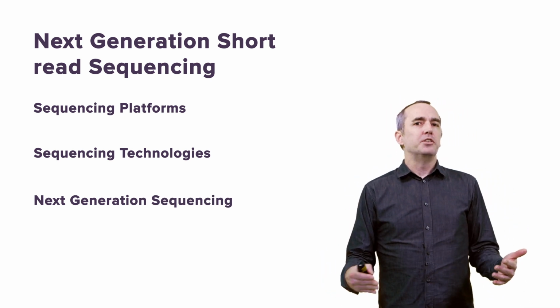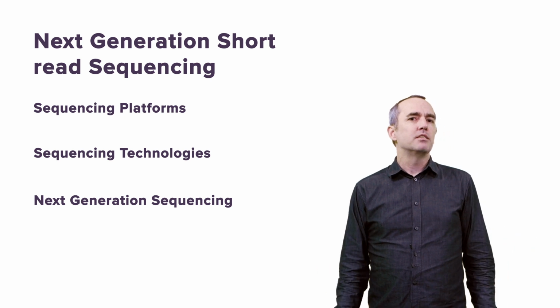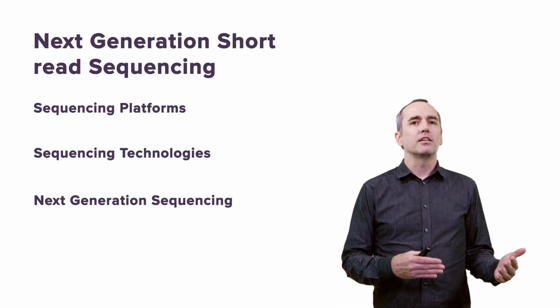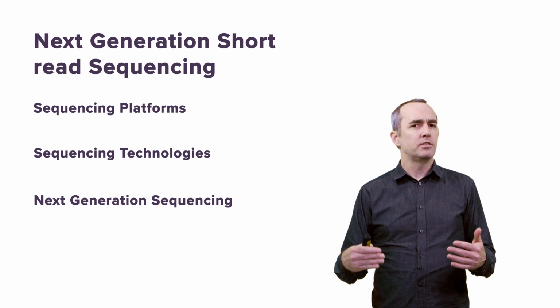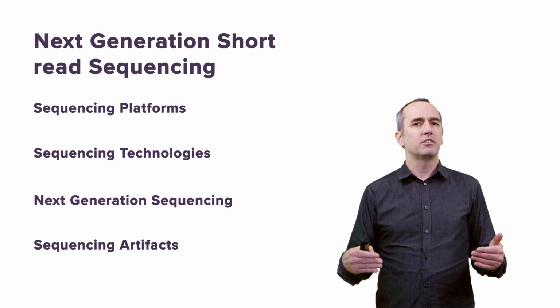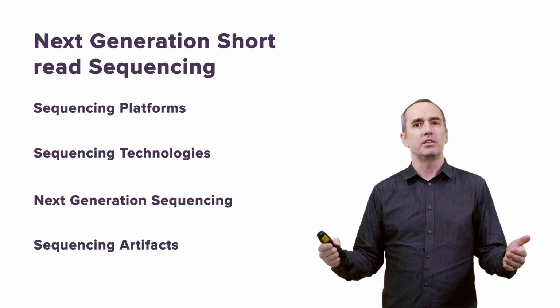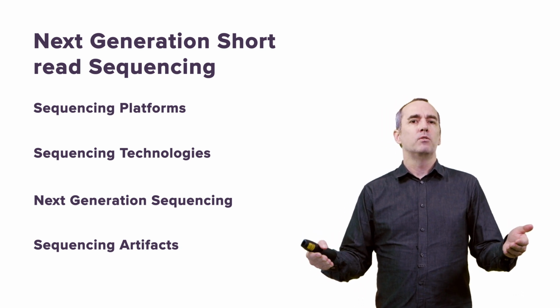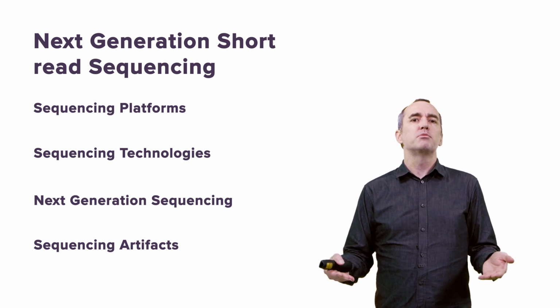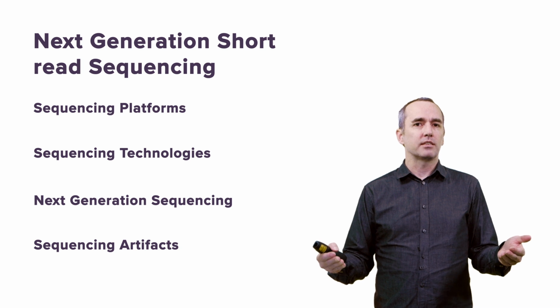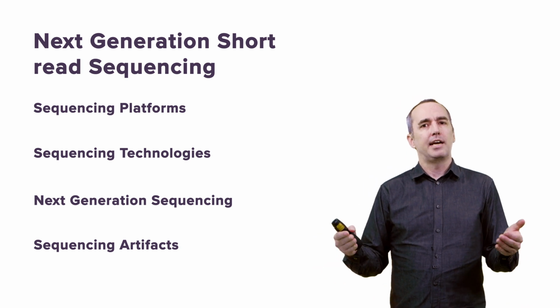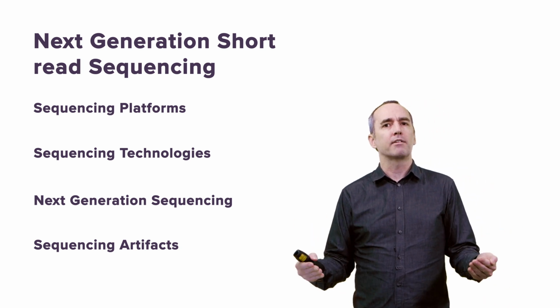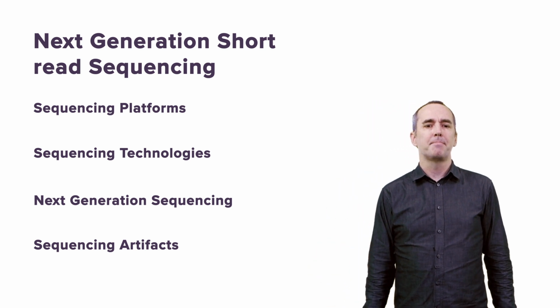The second thing I want to do in the upcoming segments is discuss how the technologies themselves introduce certain sequencing artifacts, which is a major consideration in next-generation sequence analysis. We need to be aware of the types of artifacts that the different sequencing technologies introduce into the data, and later in the course we'll discuss how to correct for those artifacts.